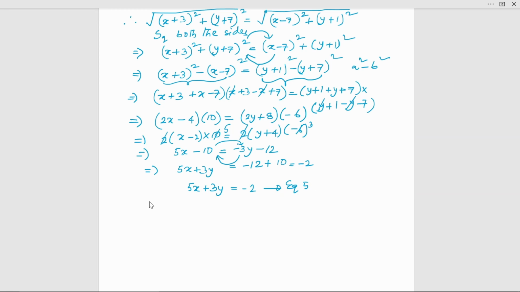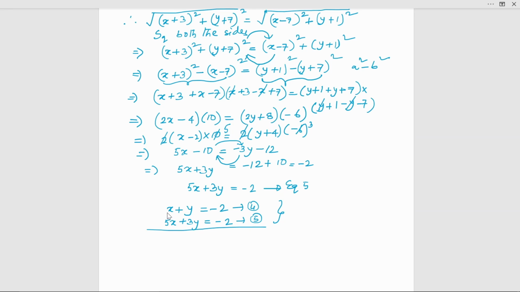So now from the above we have x plus y equal to minus 2 and 5x plus 3y gives me again minus 2. So this is the equation 4 and this is the equation 5. So now this takes the form of a simultaneous equation. So how can we solve it?